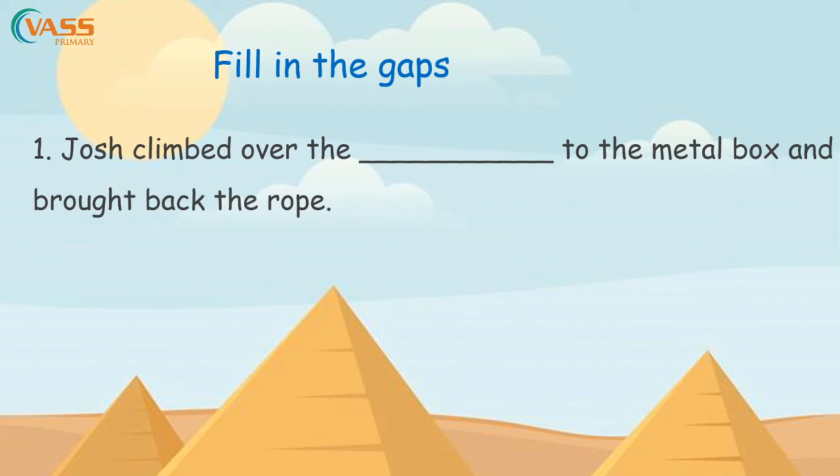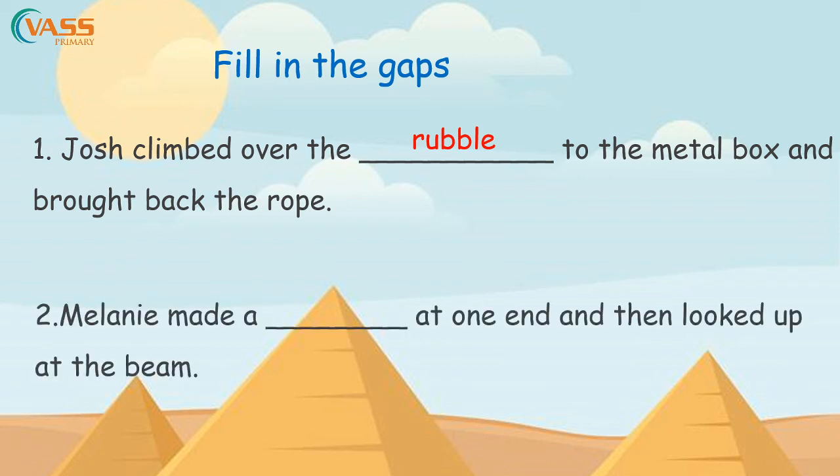Let's fill in the gaps. Number 1. Josh climbed over the what to the metal box? The rubble. Be sure to underline that in the reading. After climbing the rubble over to the metal box, grabbing the rope, Melanie made a what at one end of the rope and looked up at the beam? Fantastic, a noose. Melanie made a noose and threw it over the beam.